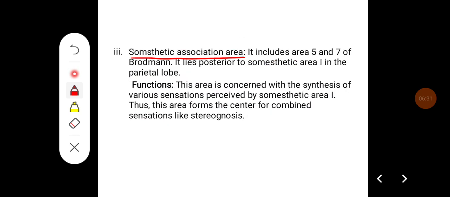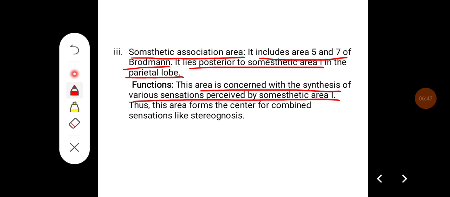Somesthetic association area includes areas 5 and 7 of Brodmann. It lies posterior to somesthetic area 1 in the parietal lobe. The function of the somesthetic association area is that it is concerned with the synthesis of various sensations perceived by somesthetic area 1. Thus, this area forms a center for combined sensation like stereognosis.